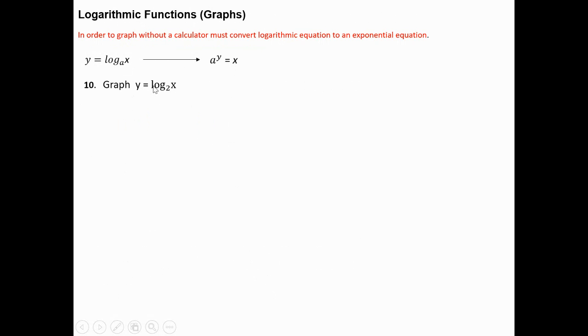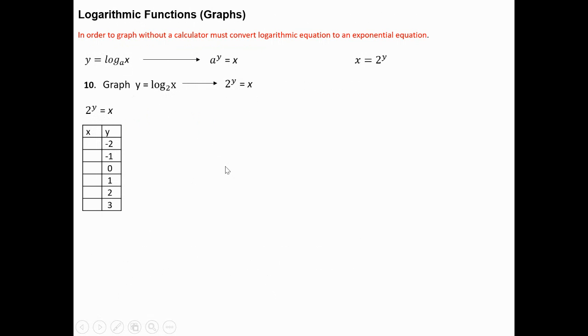Now, logarithmic function graphs. This is crucial here, guys. In order to graph without a calculator, you must convert the logarithmic equation to an exponential equation. Let's say they give you y equals log base 2 of x. That's going to be 2 to the y equals x. So then we just do our table. But now, instead of plugging in values for x, we're going to plug them in for y, because it'll be much, much easier.